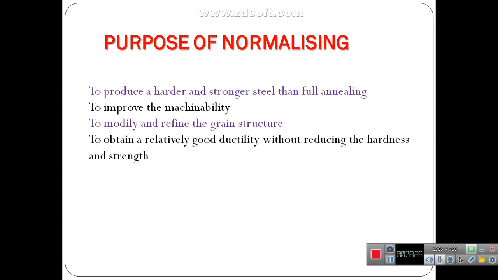The purpose of normalizing is to produce a harder and stronger steel than full annealing, to improve the machinability, to modify and refine the grain structure, and to obtain relatively good ductility without reducing the hardness and strength.